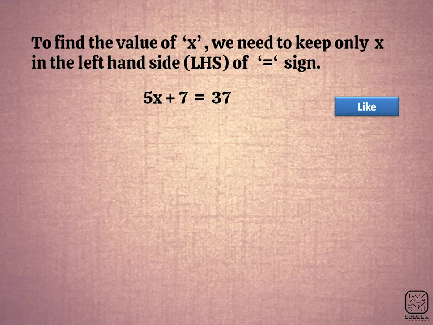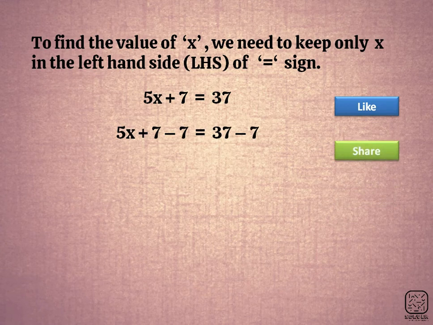First, we need to remove plus 7 from the left side of the equal sign. For that, we need to do the opposite operation. If it is addition, the opposite operation is subtraction, and vice versa. If it is multiplication, the opposite is division, and vice versa. So, for removing plus 7, we need to add minus 7 to the left side of the equal sign. And if we are adding minus 7 to the left side, we should add minus 7 to the right side of the equal sign.